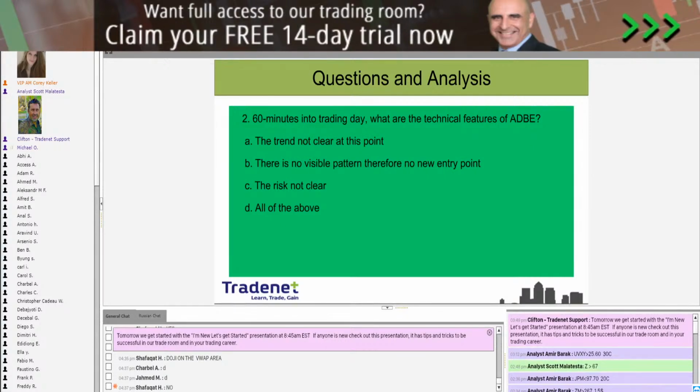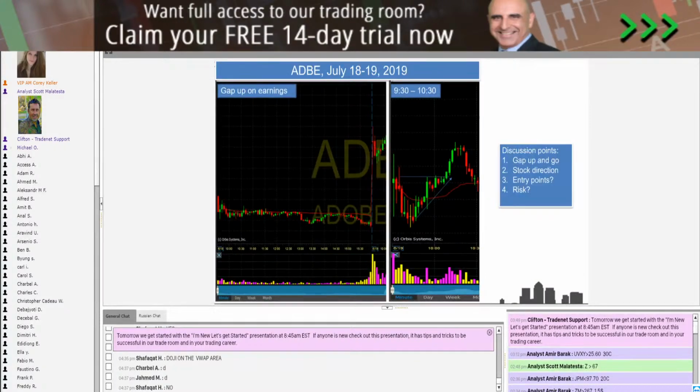Keep in mind, it's a gap up. Nobody wants to initiate a sell-off in the stock. Okay, that's a good thing. This is a gap up. On a gap up and go situation, we don't look to short. We look to buy cheap.